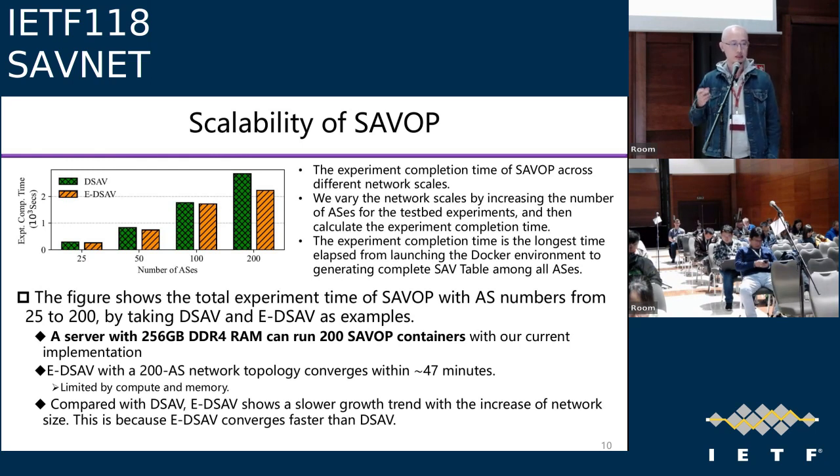The key figure here is that with our current implementation, a server with 256 gigabytes of memory can run about 200 containers running SAVOP, and each container actually contains an AS. And for EDSAV, a 200 AS topology will converge in about 47 minutes. Basically, we believe that this is limited by compute and memory. Compared with DSAV, EDSAV shows a slower growth trend, which means that it has better scalability.